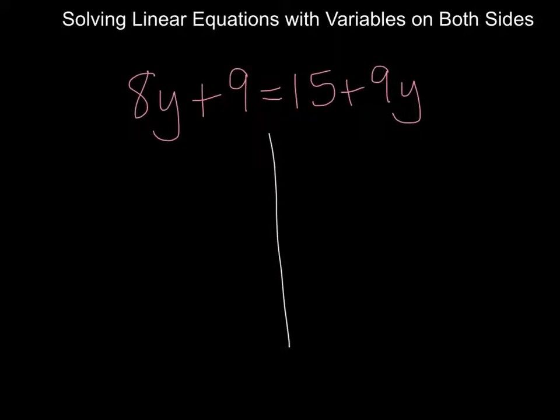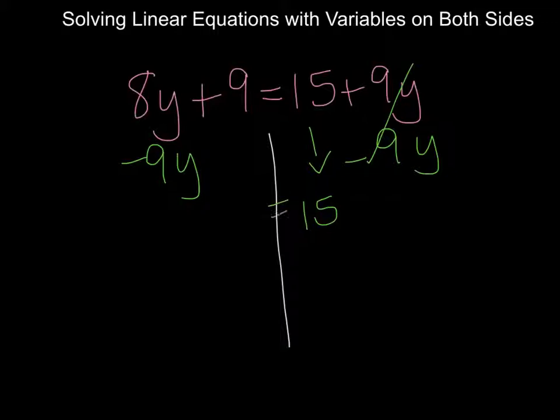Right now we're adding 9y, so we want to do the opposite, the inverse operation. The inverse of adding 9y is subtracting 9y from both sides. The 9y's cancel out, and I'm left with 15. And 8y minus 9y is actually -1y. If you notice, I still have plus 9, and that needs to be brought down.